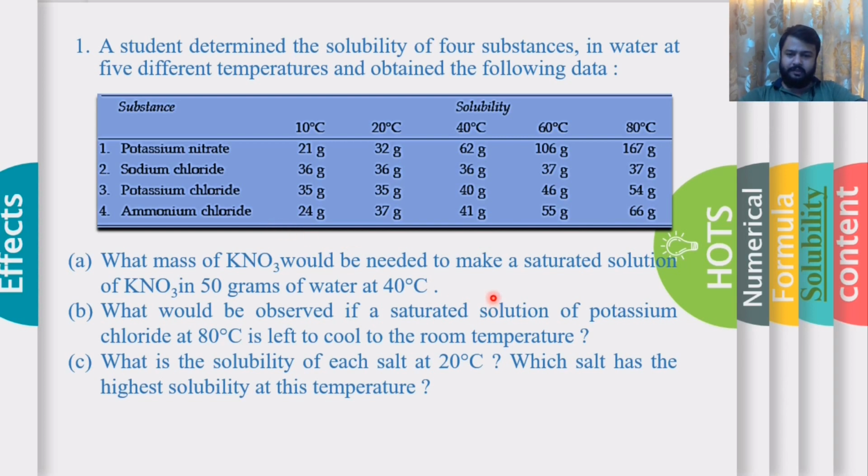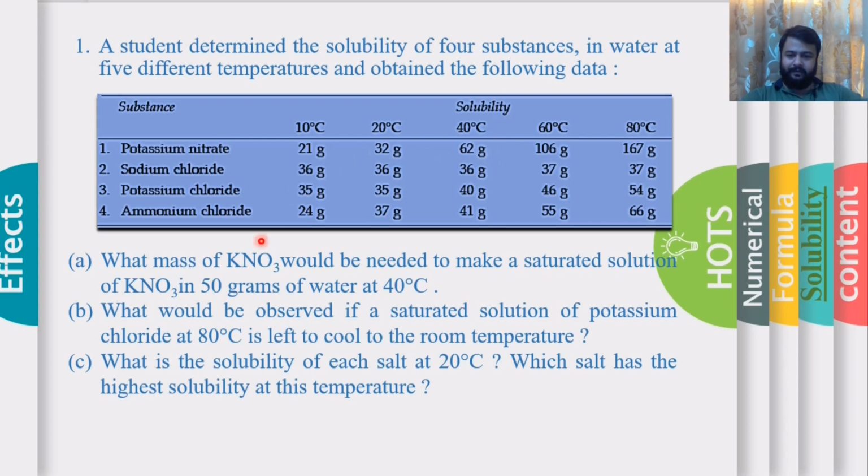So first question is, what mass of KNO3, that is potassium nitrate, would be needed to make a saturated solution of KNO3 in 50 gram of water at 40 degrees Celsius? So in this we have given the temperature 40 degrees Celsius and solute is KNO3. So at 40 degrees Celsius, potassium nitrate is 62 gram. So 62 gram can be dissolved to make a saturated solution. 62 gram is needed in 100 gram of water.